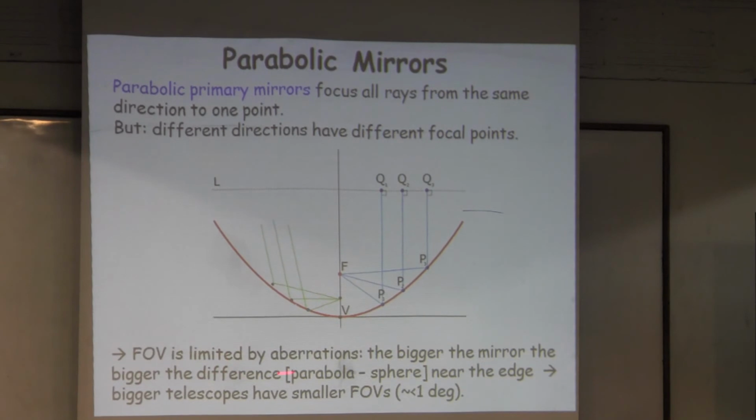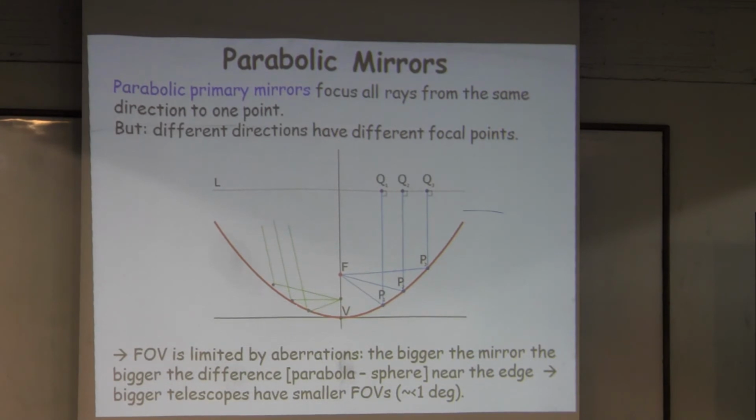This is essentially the difference between the parabola and the sphere that determines the shape. You could overplot in your mind the spherical shape here. And so for larger telescopes, this becomes very significant, and this also determines the field of view of the telescopes. So bigger telescopes usually have a small field of view.